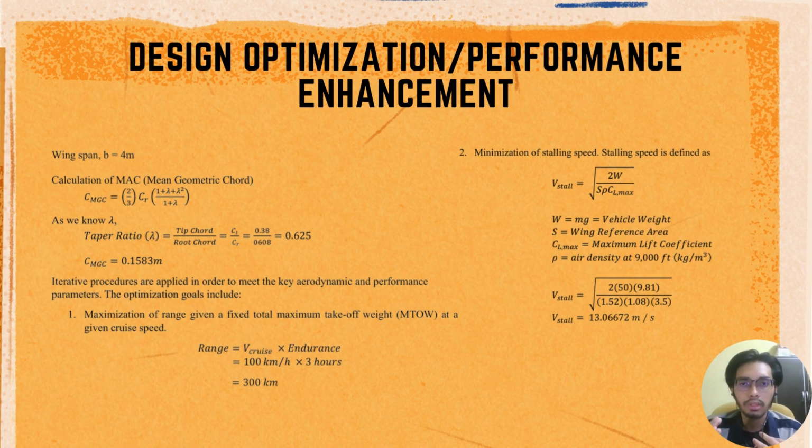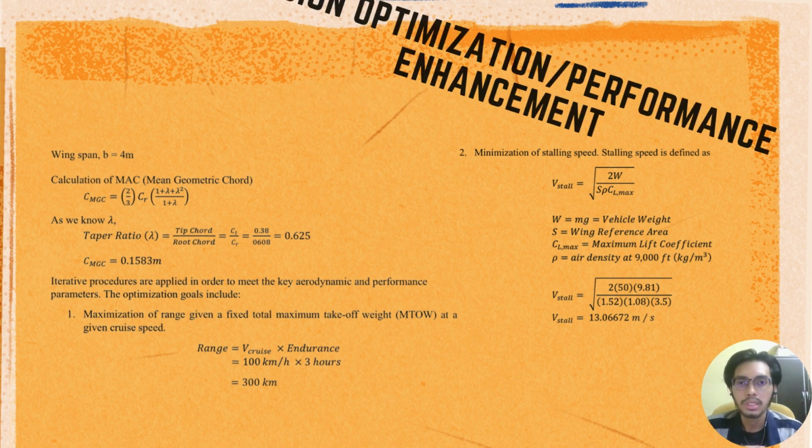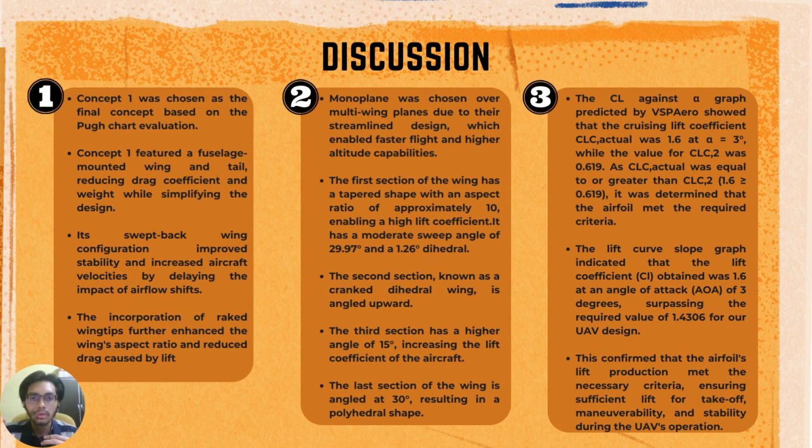Now for the design optimization and performance enhancement part, we stated that the wingspan that we use is equal to 4 meters, and in this part we calculated the mean geometric chord and taper ratio. For the mean geometric chord, we got 0.1583 meter, while the taper ratio is 0.625. The next part, we calculated the range and we got 300 kilometers. And the last part, we calculated the minimization of stalling speed and we got 13.06672 meters per second. Now we will go to the discussion part.